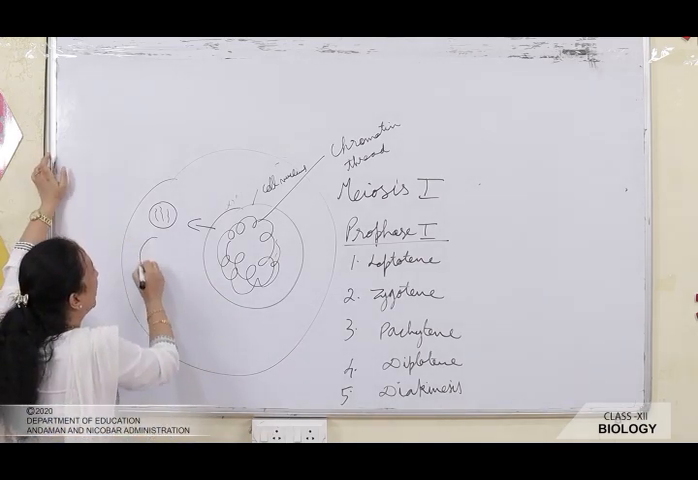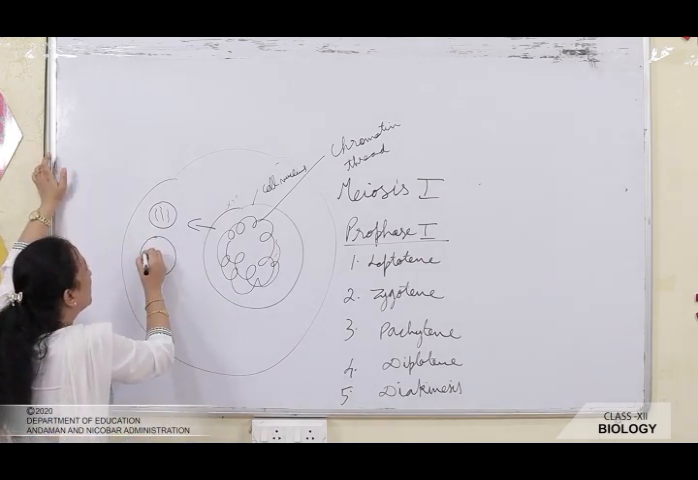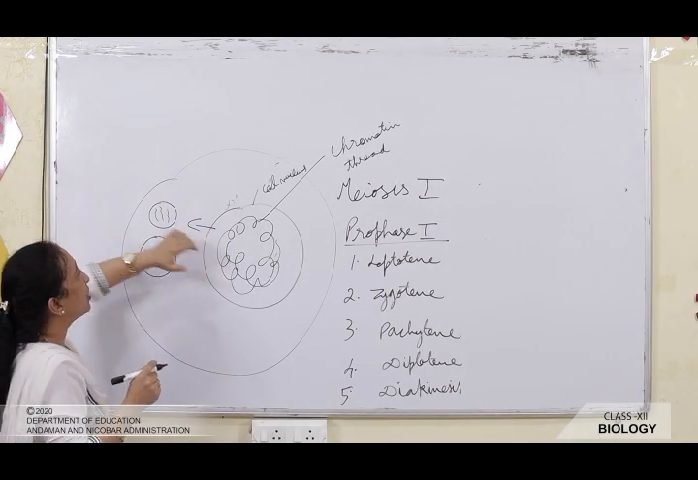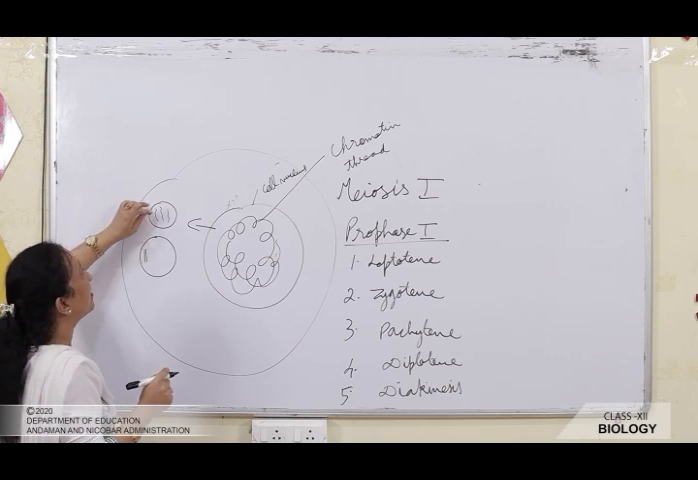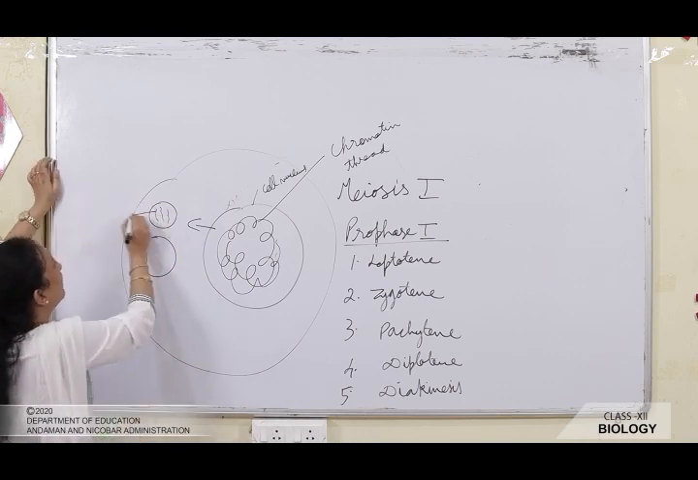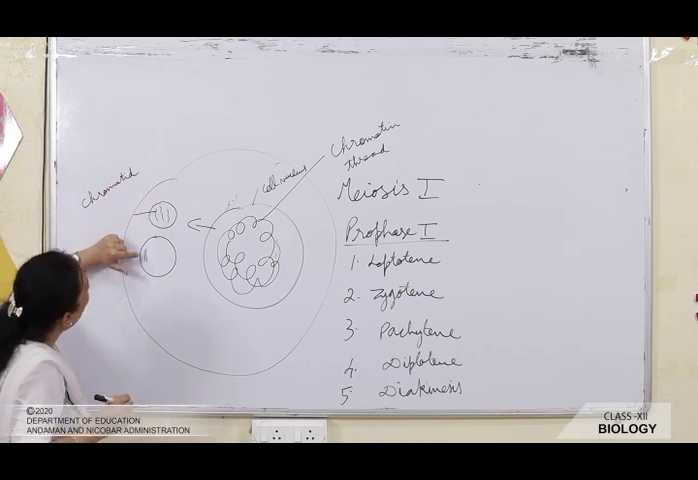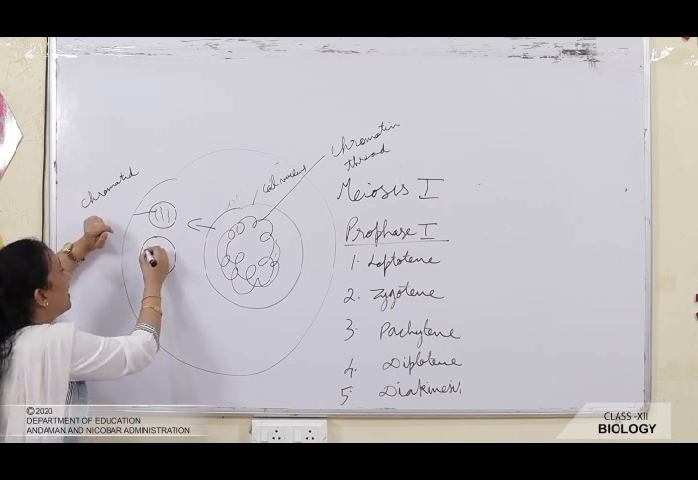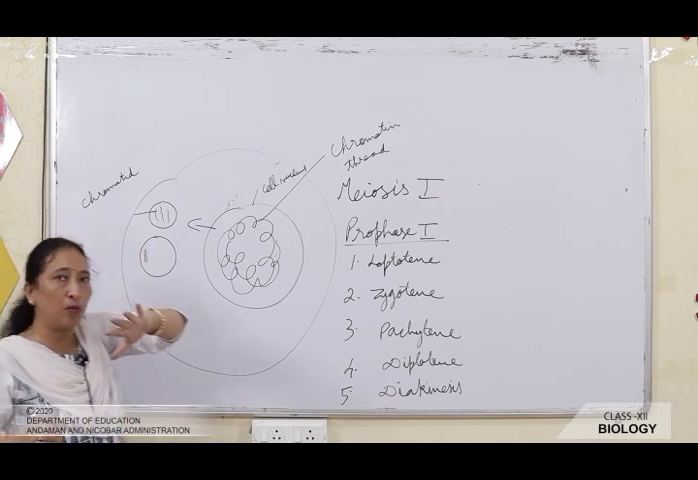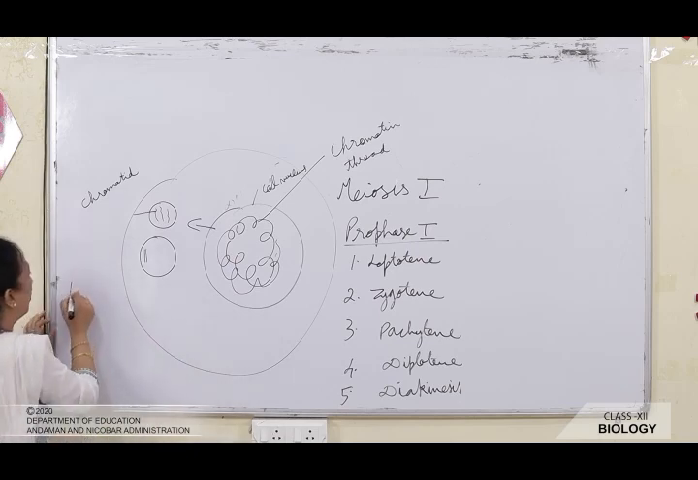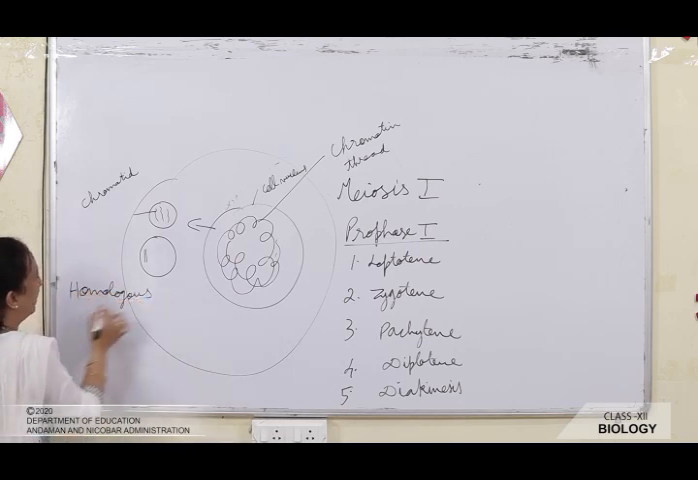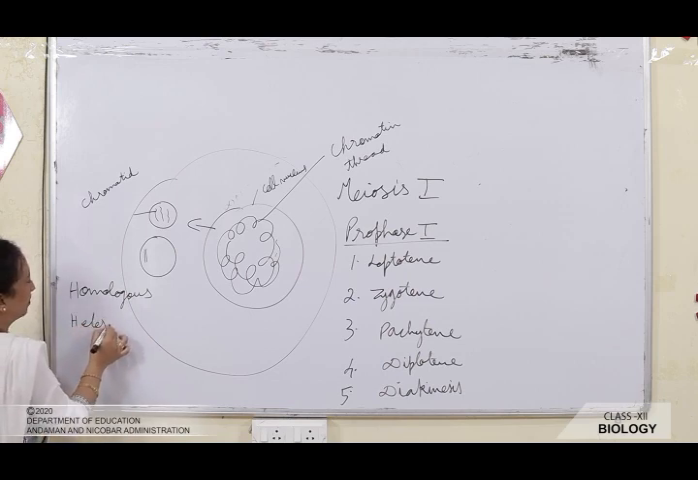Next, in the zygotene stage, these chromatin threads, when separated and condensed, will now be known as chromatids. Now they will come and lie side by side. We know there are 2 types of chromosomes, that is homologous chromosomes and heterologous chromosomes.